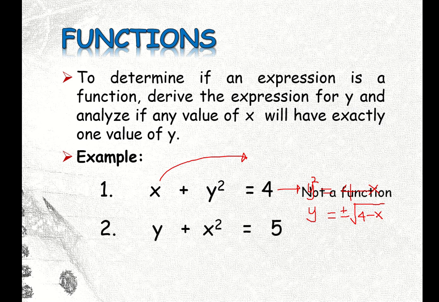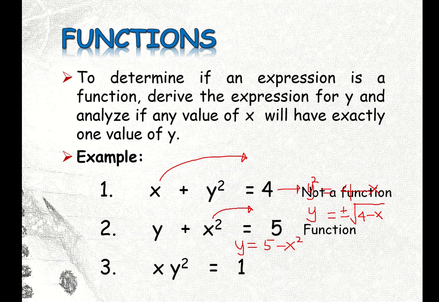Second example, if you have y plus x squared equal to 5. Again, to solve for y in terms of x, we transpose this to the other side. So y equals 5 minus x squared. We have only one value for y for every value of x. For example, x equal to 2: 2 squared is 4, so 5 minus 4 equals 1. So you have only one value for y for every value of x. Therefore, this is a function.